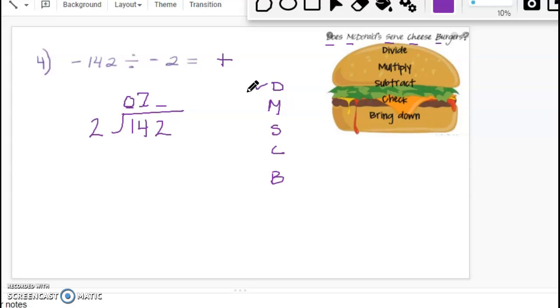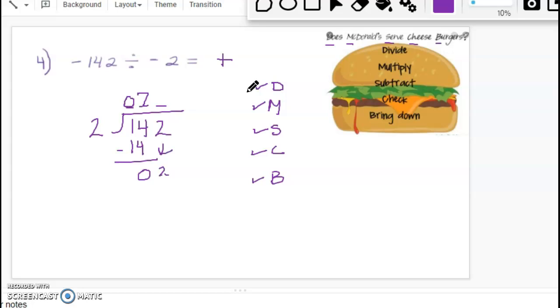7 times 2 is 14. Let's check that off. The S stands for subtract. 14 minus 14 is 0. Did that. Check means make sure that the 0 is less than the 2. So after you subtract, the number has to be smaller than the divisor. And then B for bring down the 2.